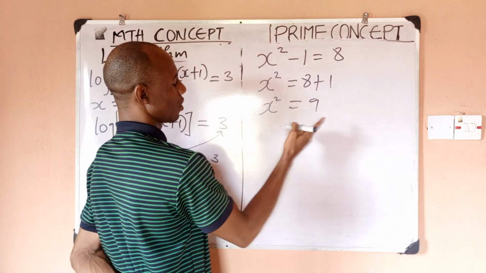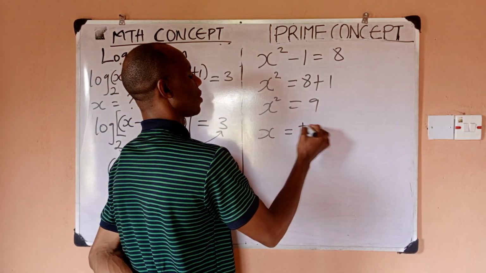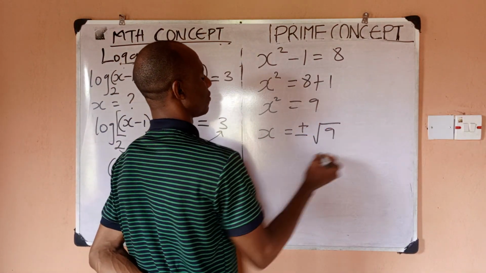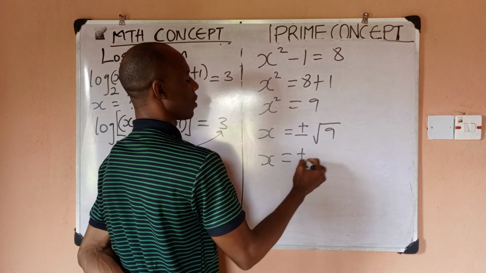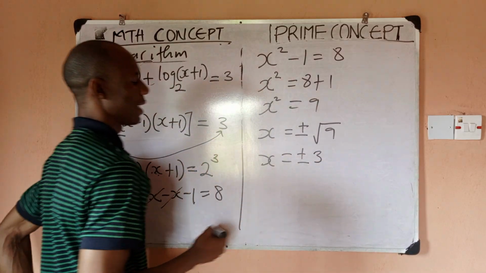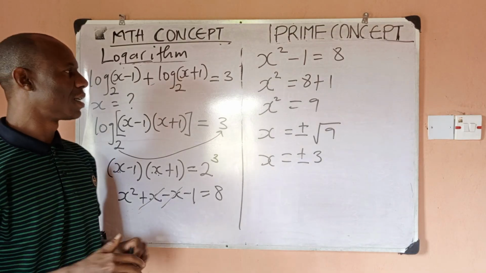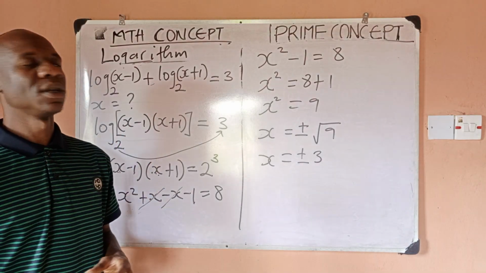So what is x going to be? x is going to be plus or minus the square root of 9, and x is going to be plus or minus 3. So my x is either plus 3 or negative 3. And that is the solution to this problem.